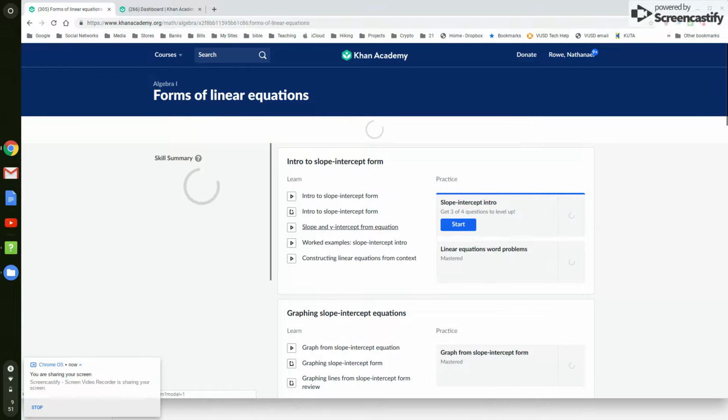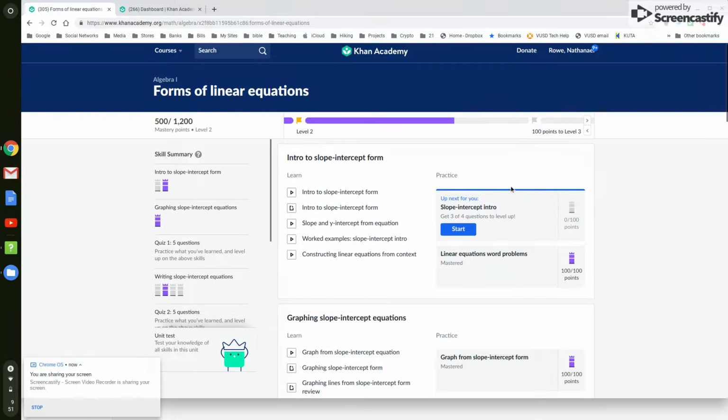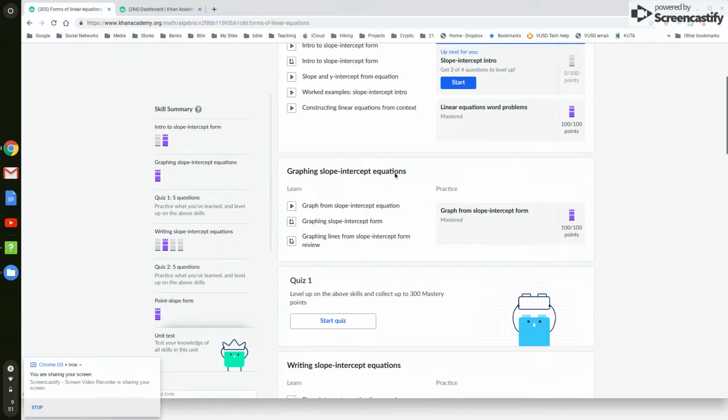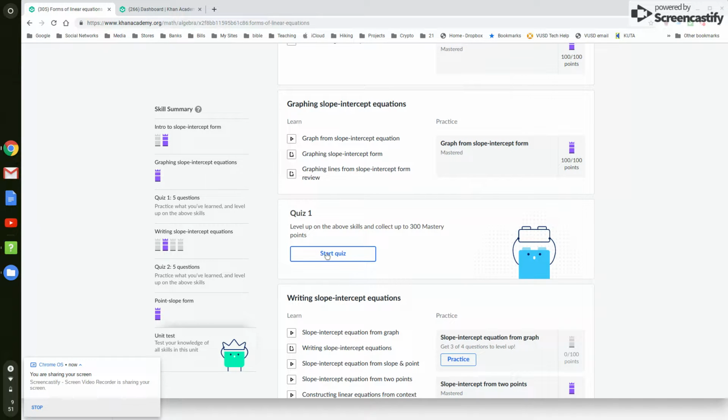And the advantage of this method is that I can actually level up or master skills that I want specifically. So, as I scroll through this, you'll see intro to slope-intercept form. We went over that, graphing slope-intercept equations. We did that. And then I could take this quiz. And if I do this quiz, well, let's just click on it and see what happens.